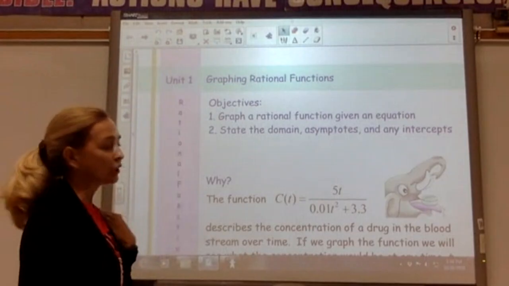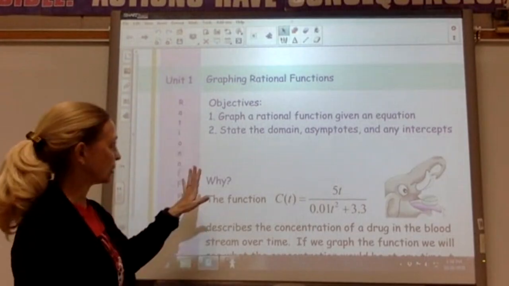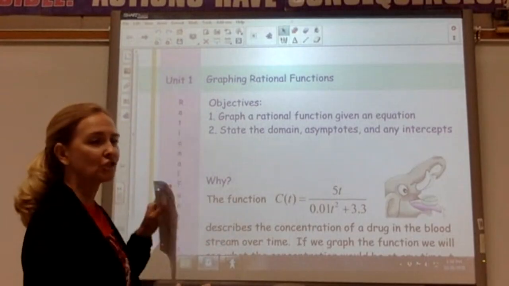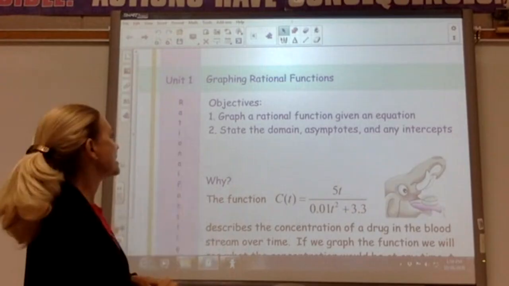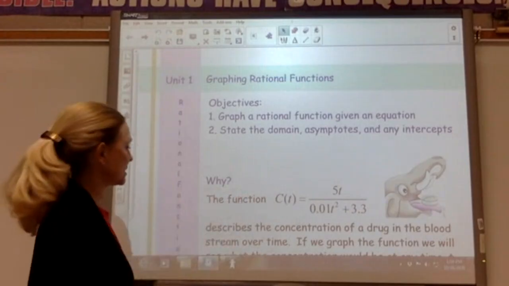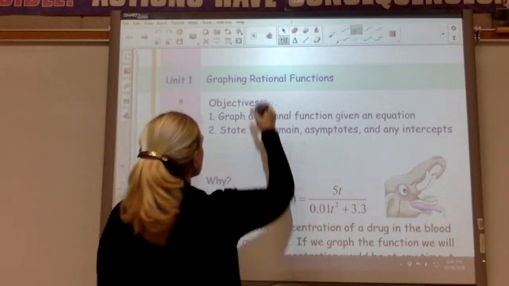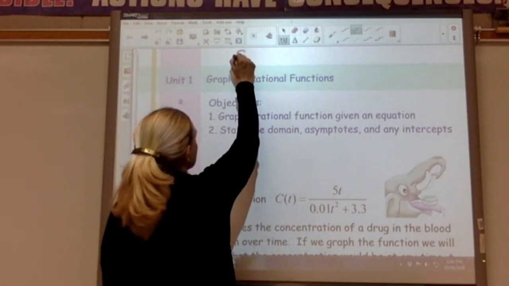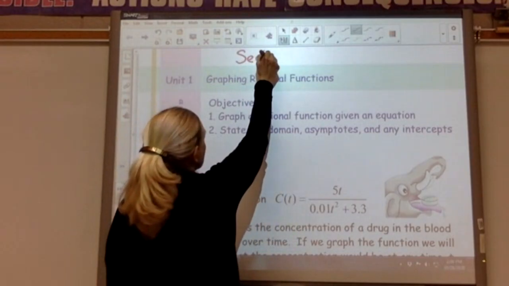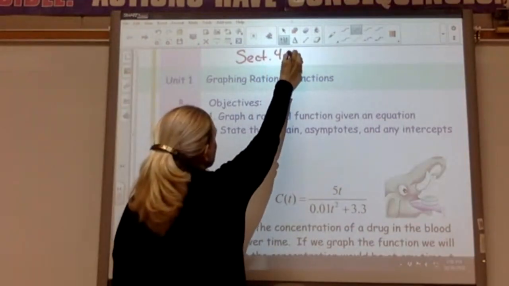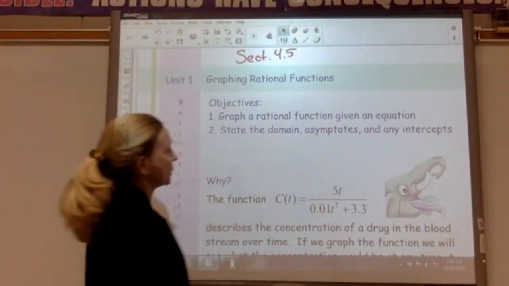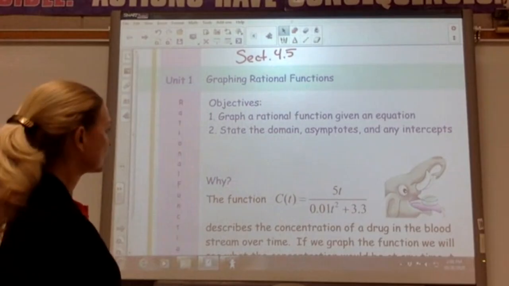These notes look a little bit different. I found this online and then I just tweaked it to fit me, but I like the little characterization stuff. Basically, this is section 4.5. Right, so we are still in chapter 4.